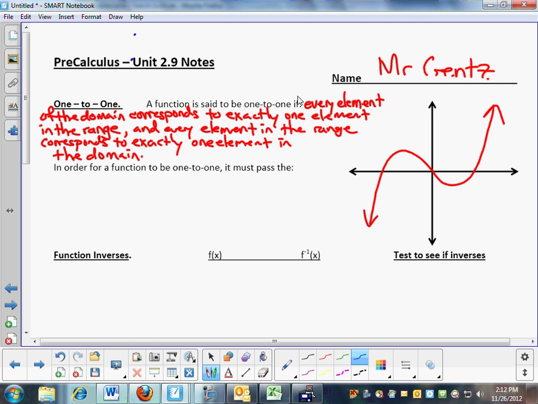Everybody agree that's a function? How do you know for sure that's a function? Passes the vertical line test. And draw another one. Is that a function as well? Yes. One of these is one-to-one. One of these is not one-to-one. Anybody want to take a guess?